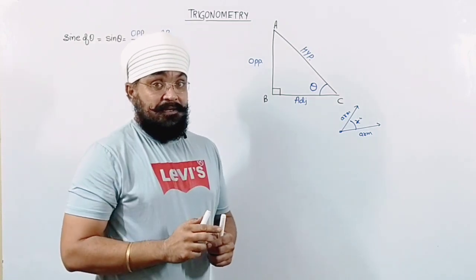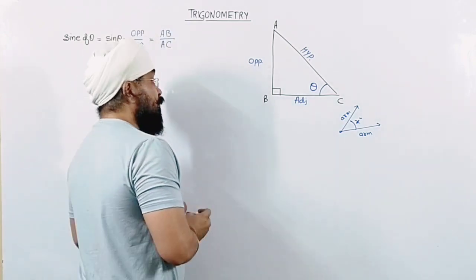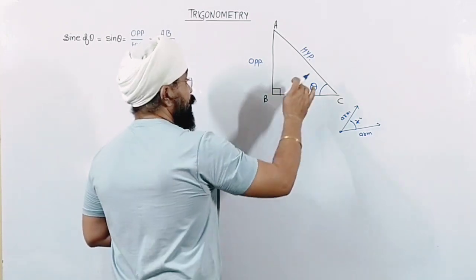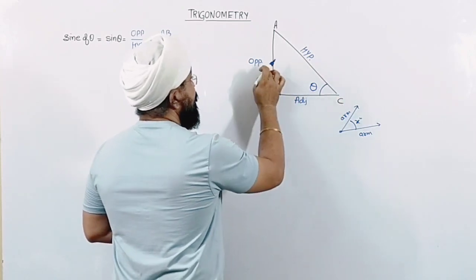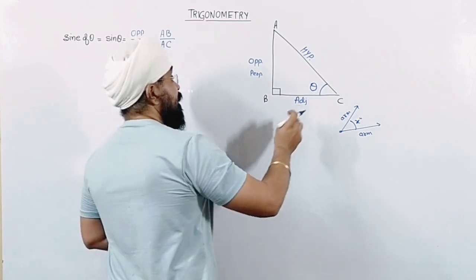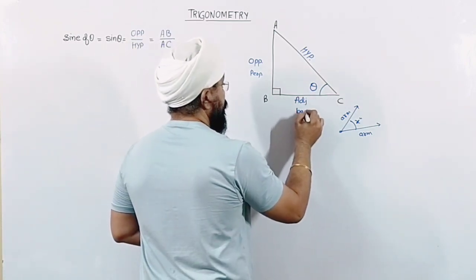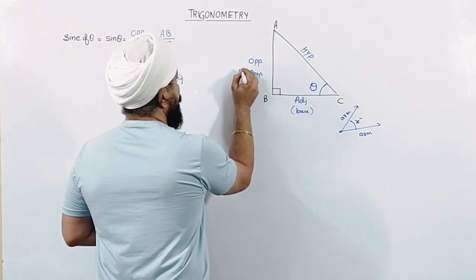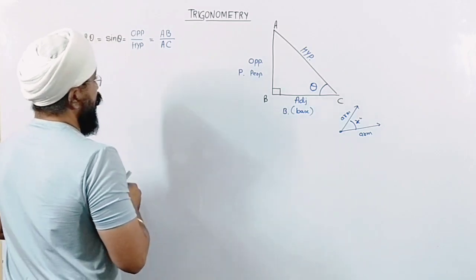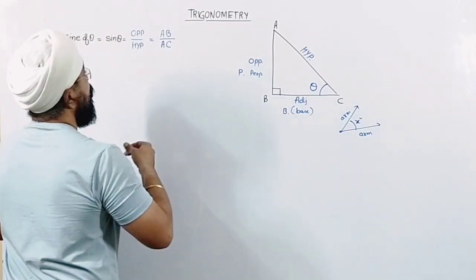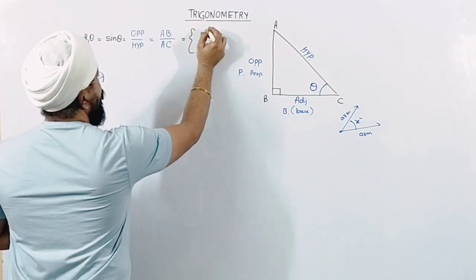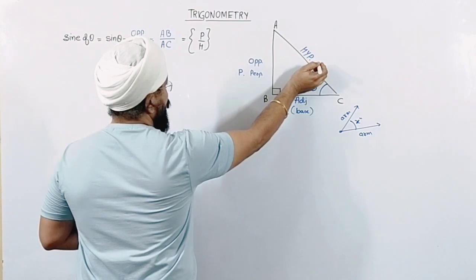To make it a bit easier, generally we use one more word. When you keep this angle on the horizontal line, the opposite side is also known as the perpendicular, and students use the adjacent side as the base. So in short, with capital P for perpendicular and capital B for base, students also write this as P upon H. Clear? Where H stands for the hypotenuse.